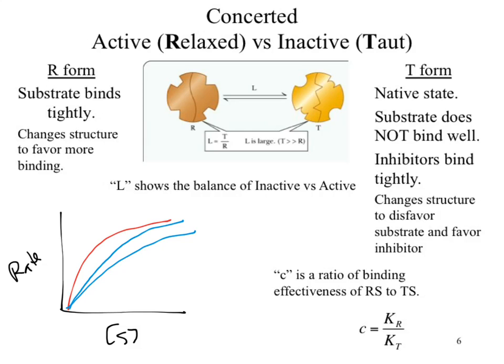We also have this other term that they decided to bring in here, this C value. Remember I said it's an alphabet soup of letters. C is looking at the ratio of the binding effectiveness between our R form and the substrate and our T form and the substrate. So it's Kr, the binding effectiveness for the R form, over Kt, the binding effectiveness of our T form. What happens as that changes? I think that one becomes a little bit trickier.